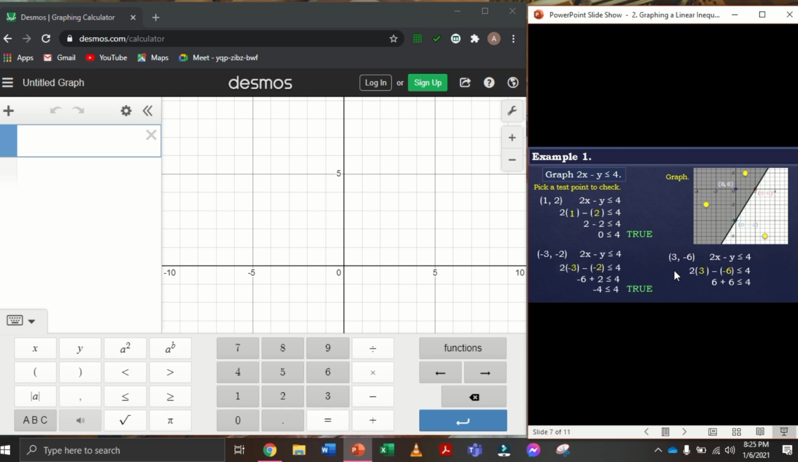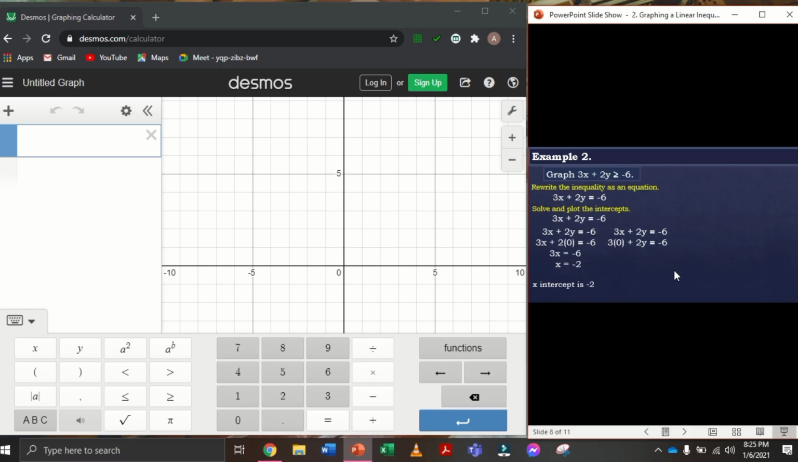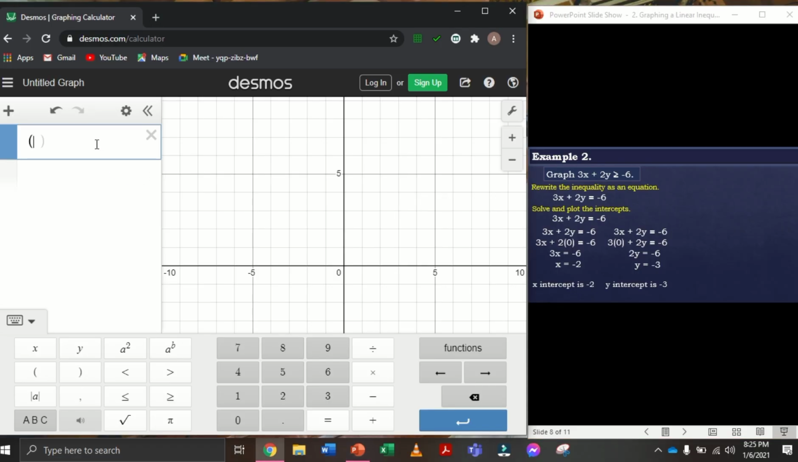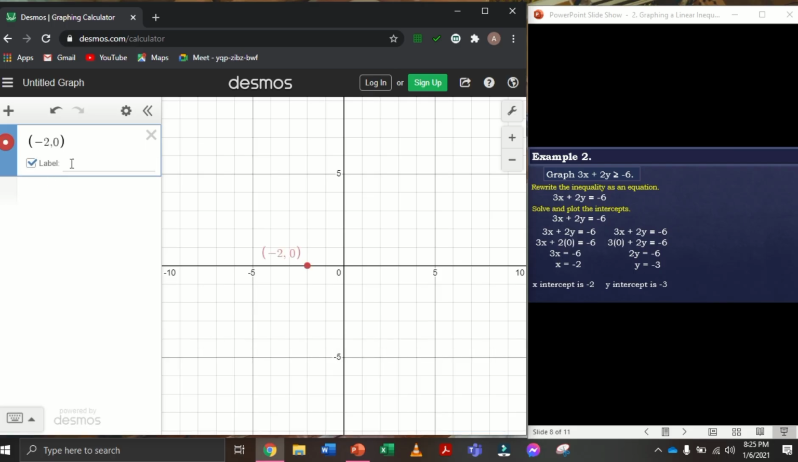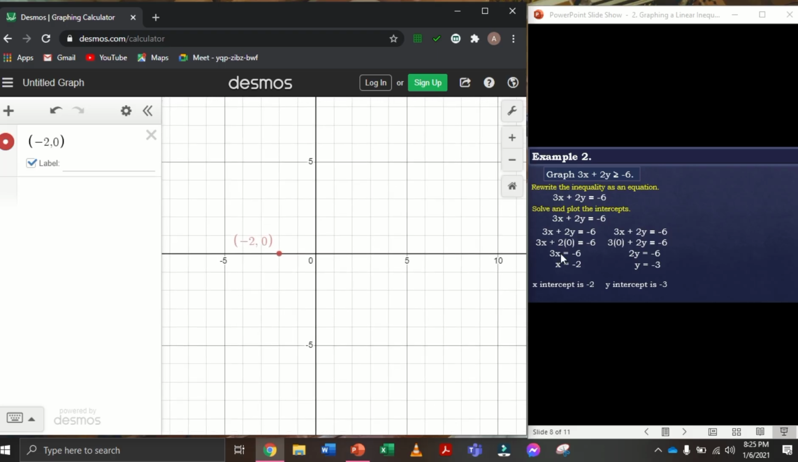Okay, so i-plot naman natin yung nakuha natin dito. So, we have x is negative 2 and then y-intercept is negative 3. So, bumalik tayo dun sa previous slide. So, pinindot ko muna. Okay, so plot natin. Yung x-intercept mo is negative 2. So, that is negative 2, 0. Okay, and then let's put a label. Ito po yung label niya. Now, ang next natin is 0, negative 3.